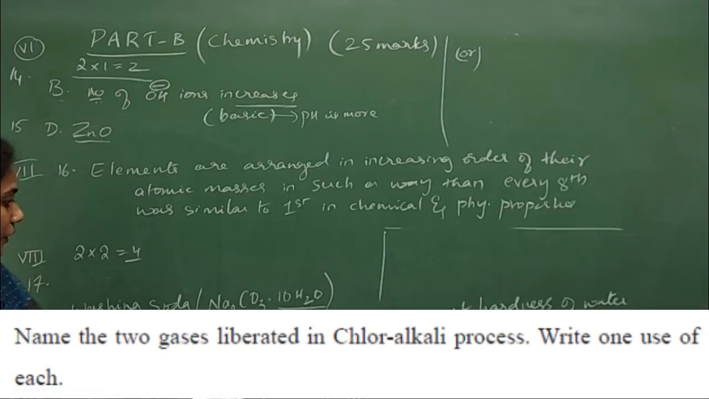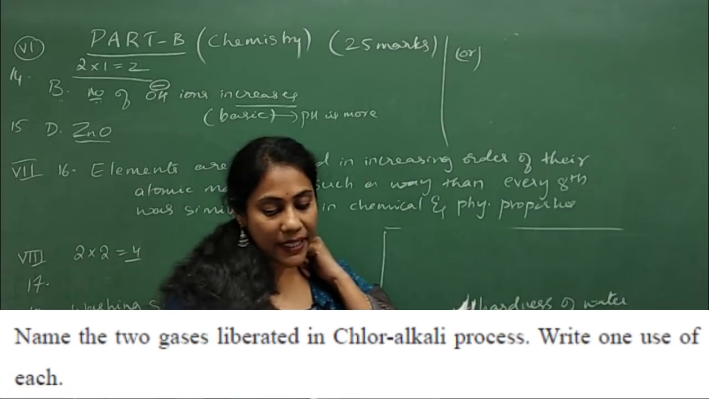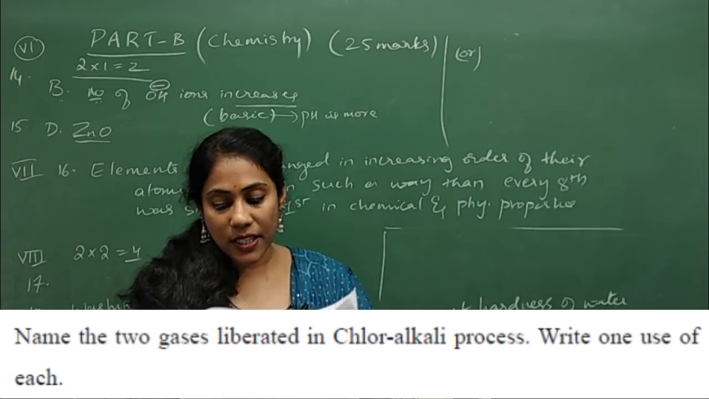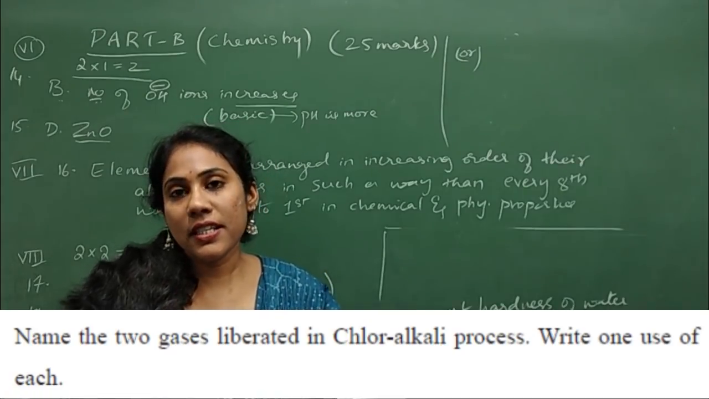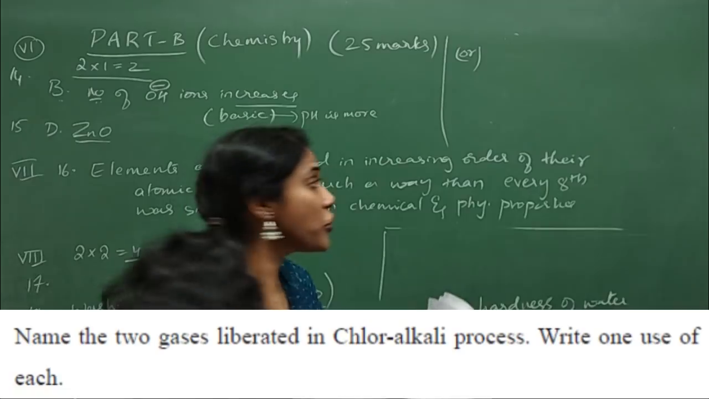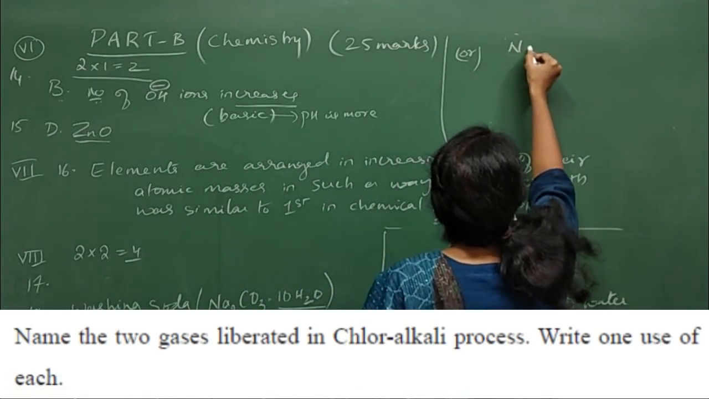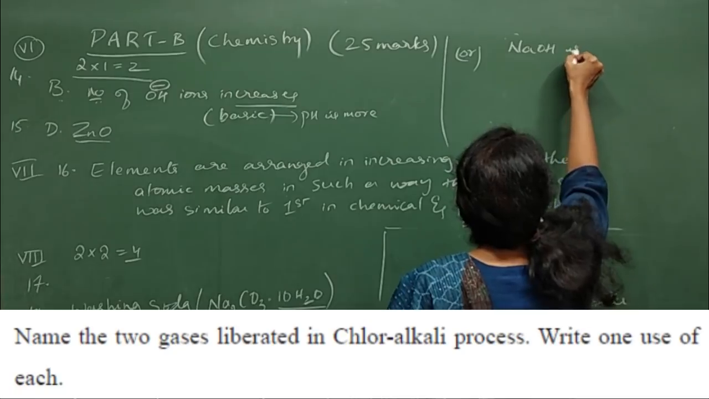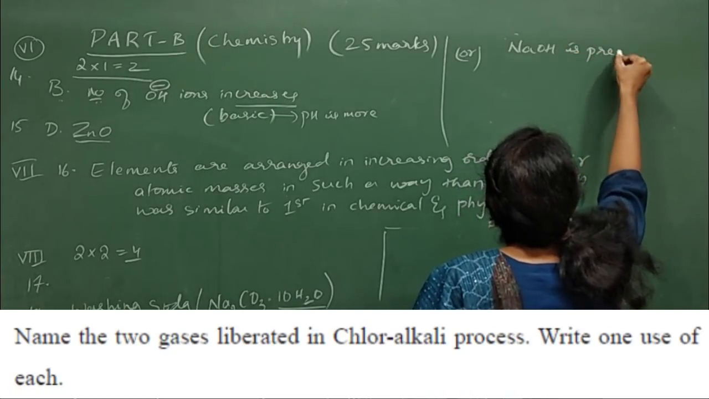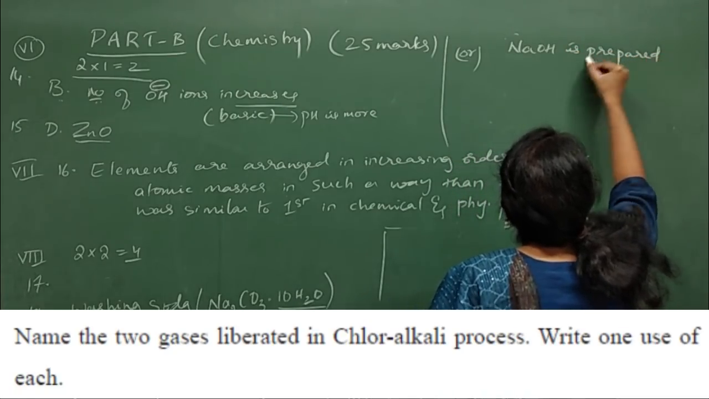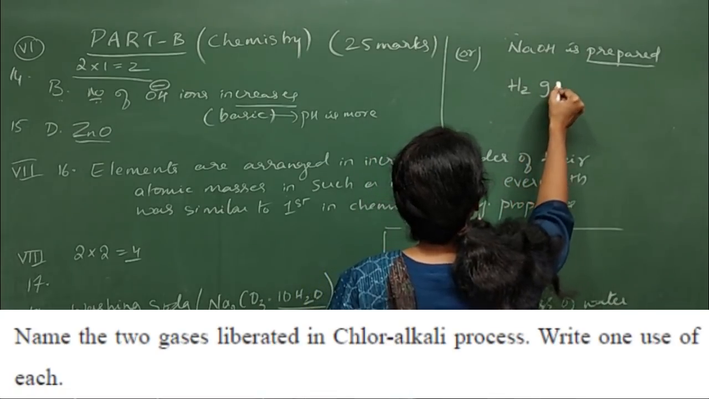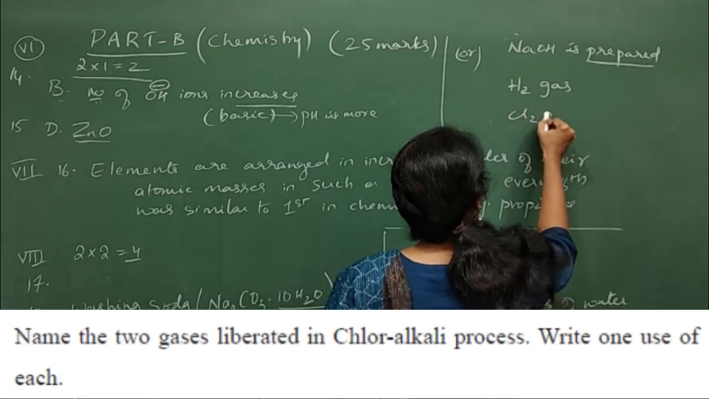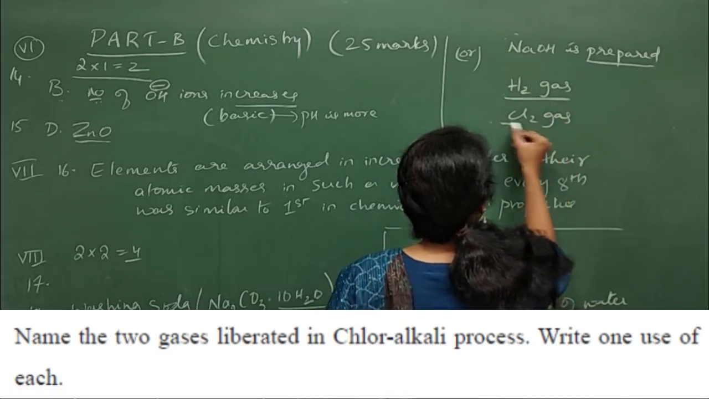See, in the 18th question itself, OR question. Name the 2 gases liberated in chlor-alkali process. Write one use of each. Chlor-alkali process is the process in which NaOH is prepared, right? NaOH is prepared. So during the preparation of NaOH, 2 gases are liberated. One is hydrogen gas, the other one is Cl2 gas. So these are the 2 gases.